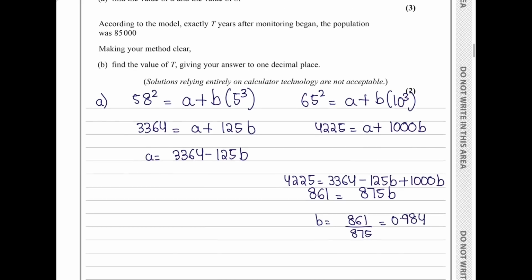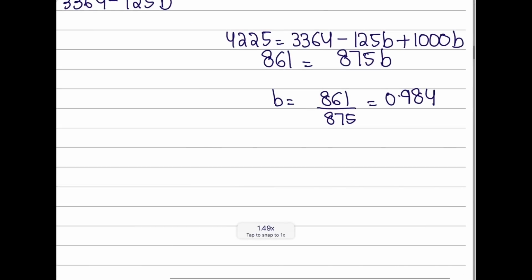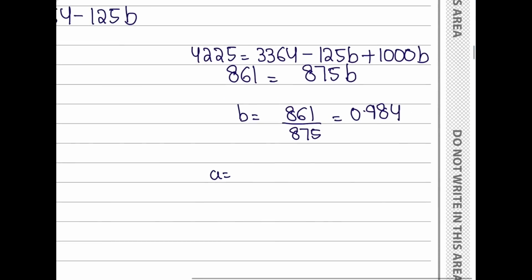Now, we have to find the value of a as well. It's not complete yet. So in order to find a, the formula was 3364 minus 125b. 3364 minus 125 into 0.984. That is 3241.